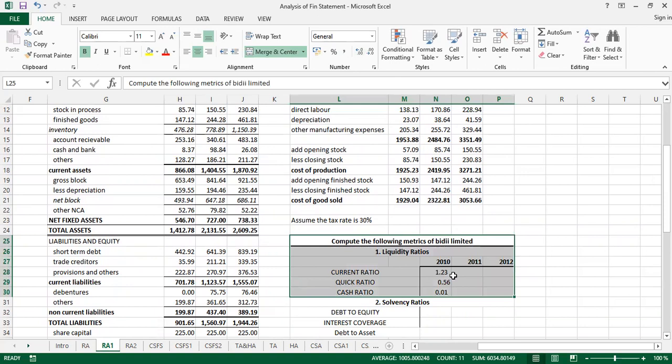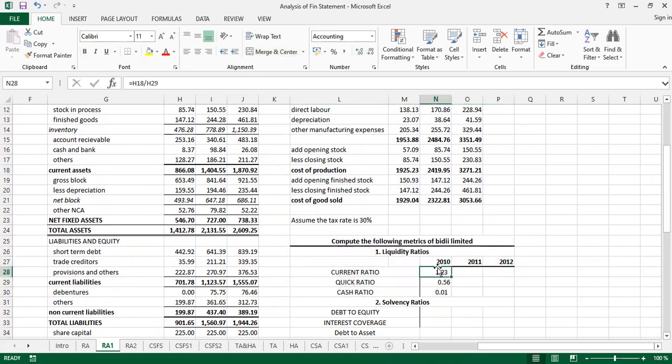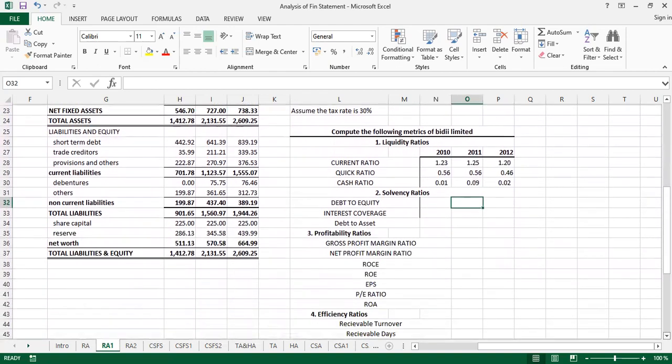Then I'll come here. Sorry, here. When the cursor is big, there I take it down. I come to the right bottom here. I drag along, isn't it? Those ones are for those years. Then we come to the solvency ratio.